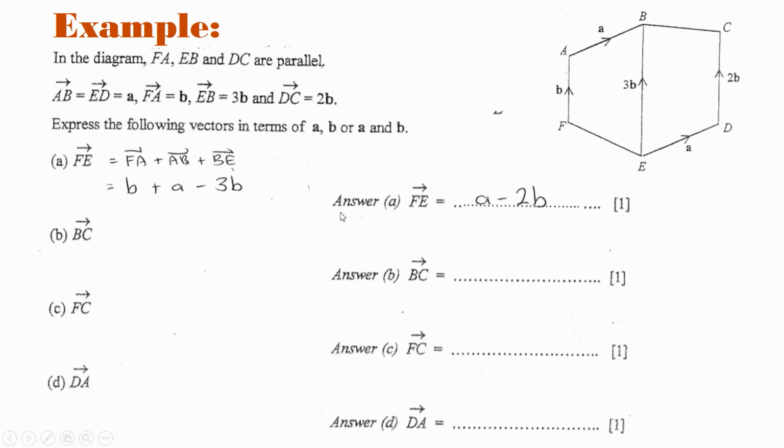Sometimes it might be helpful to write it in on the diagram, so if you find it useful, write in A minus 2B here. Maybe just write it lightly, in case you forget that you've got the answer to this one already. It might be useful later on.